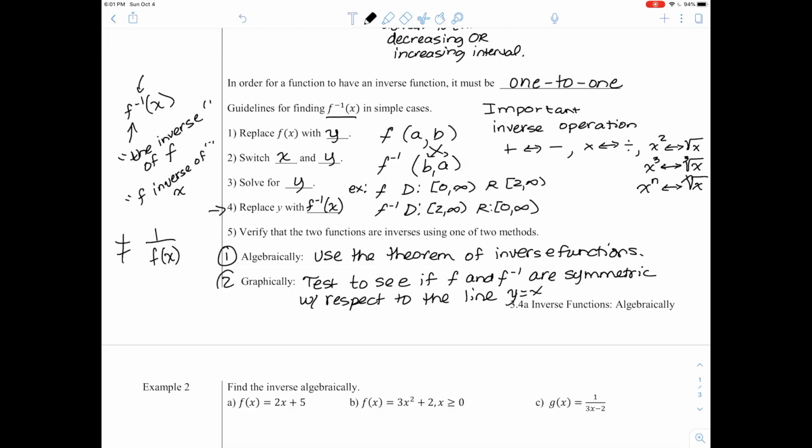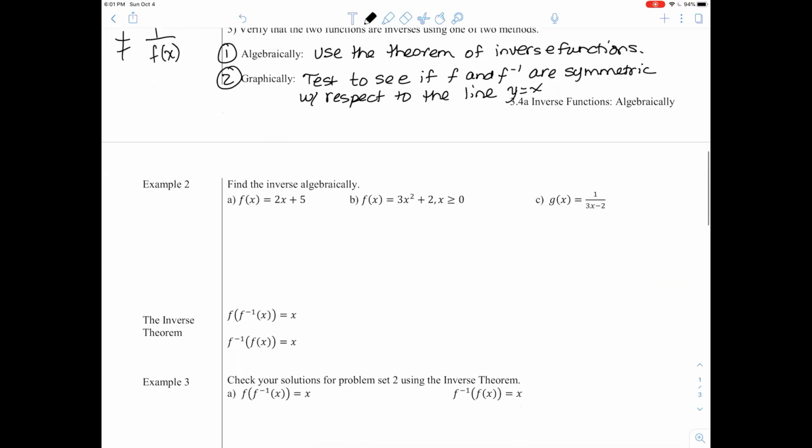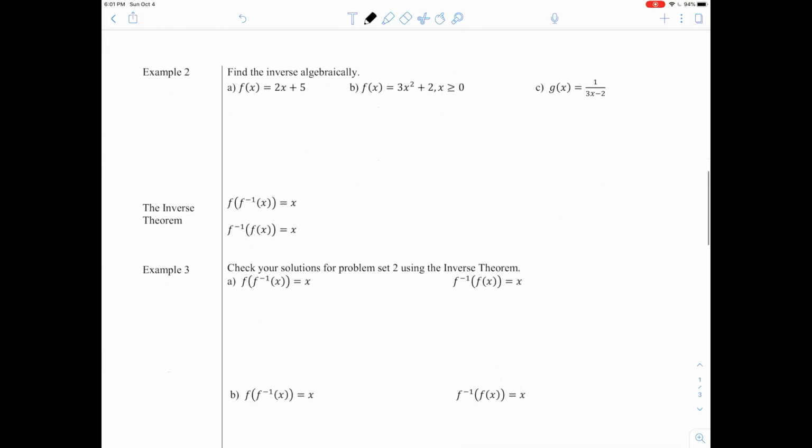So today we're going to use algebra and the theorem of inverse functions, which I'll show you in just a moment. Okay, so we're going to go first and find some inverses algebraically, and then I'll talk about the inverse theorem, and then we'll do some checks and we'll be done.